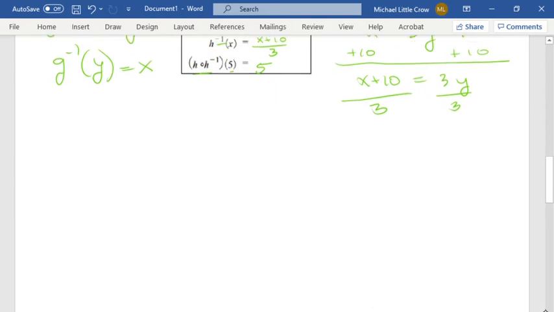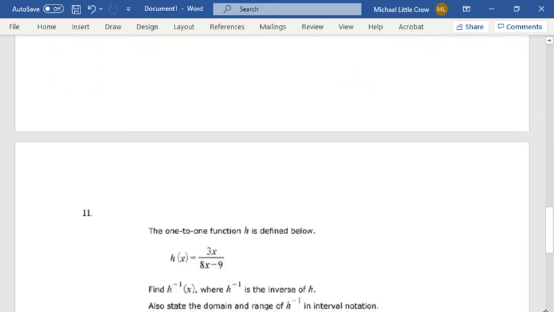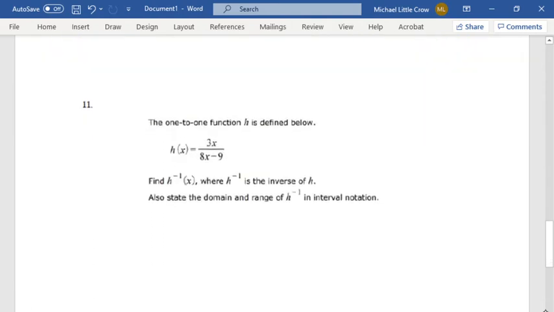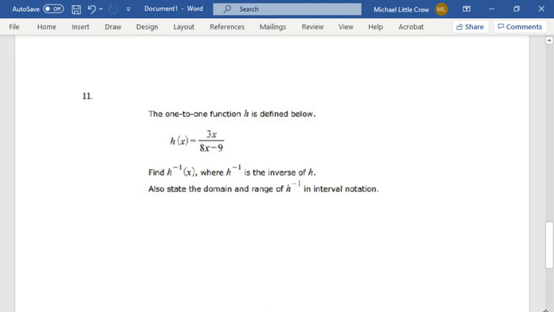Okay, and let's just go on to 11 while we're here. So we're given a one-to-one function h defined here below, and we've got to do the same thing. Find the inverse function, h inverse. Also state the domain or range of the inverse function in interval notation. Okay, so to find this inverse, we start off with, instead of h of x, we just use y.